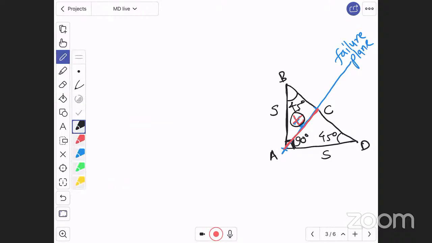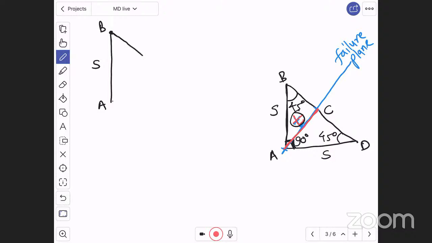Now, this A to B, here A, B, the distance A to B is S, right? And this angle is definitely 45 degrees. We know that this angle is 45 degrees. And there will be another point, C, right? And here this thickness T we are assuming for this triangle.